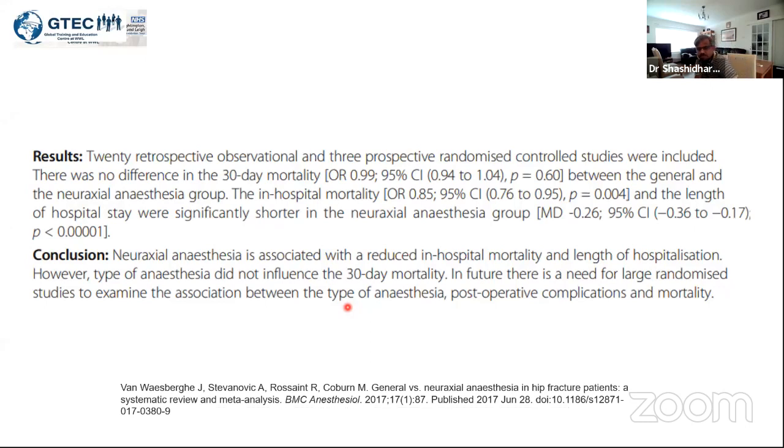So the message is that, yes, it's important to be careful, important to understand these people are very frail, elderly, patients more prone to all kinds of things. A single anesthetic technique does not. Yes, think about spinal as the first choice of anesthetic. But what's important to remember is it's not the type of anesthesia, it's how and what kind of anesthesia; how it is done is far more important than what kind of anesthesia is used.